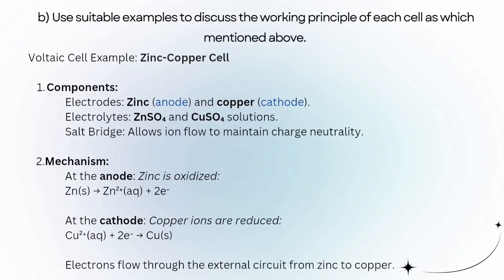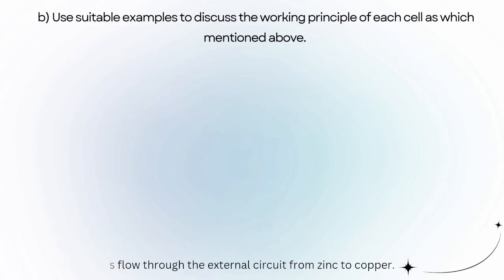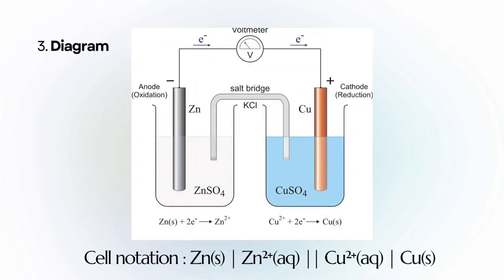Salt bridge is to allow the ion flow to maintain the charge neutrality. The mechanism for this cell is at the anode, zinc is oxidized, while at the cathode, copper ions are reduced. Electrons flow through the external circuit from zinc to copper. These are the diagram and cell notation for zinc copper cell.